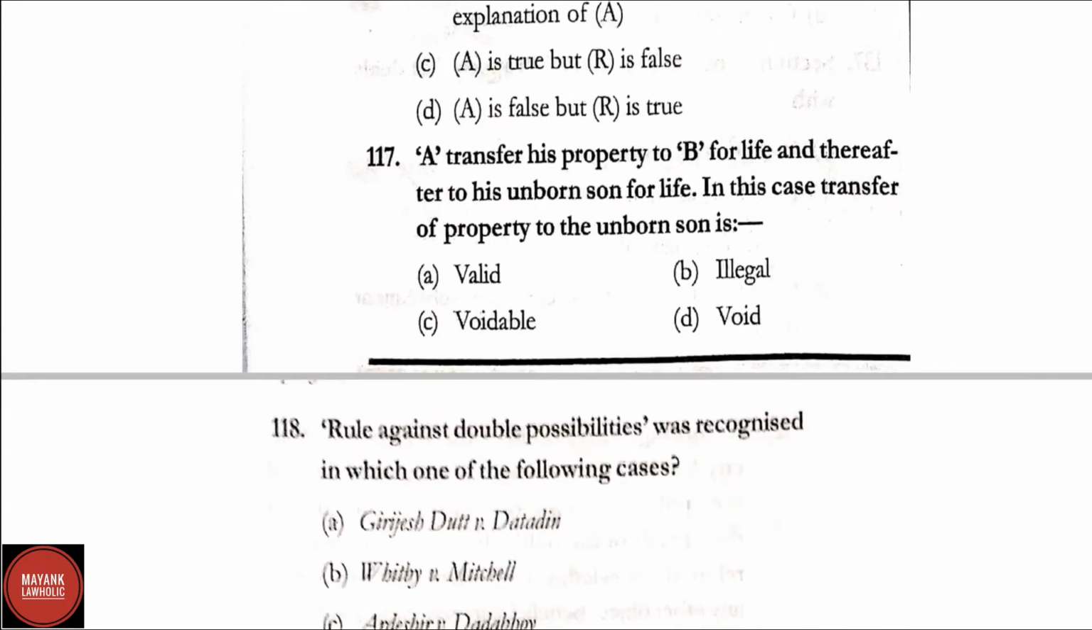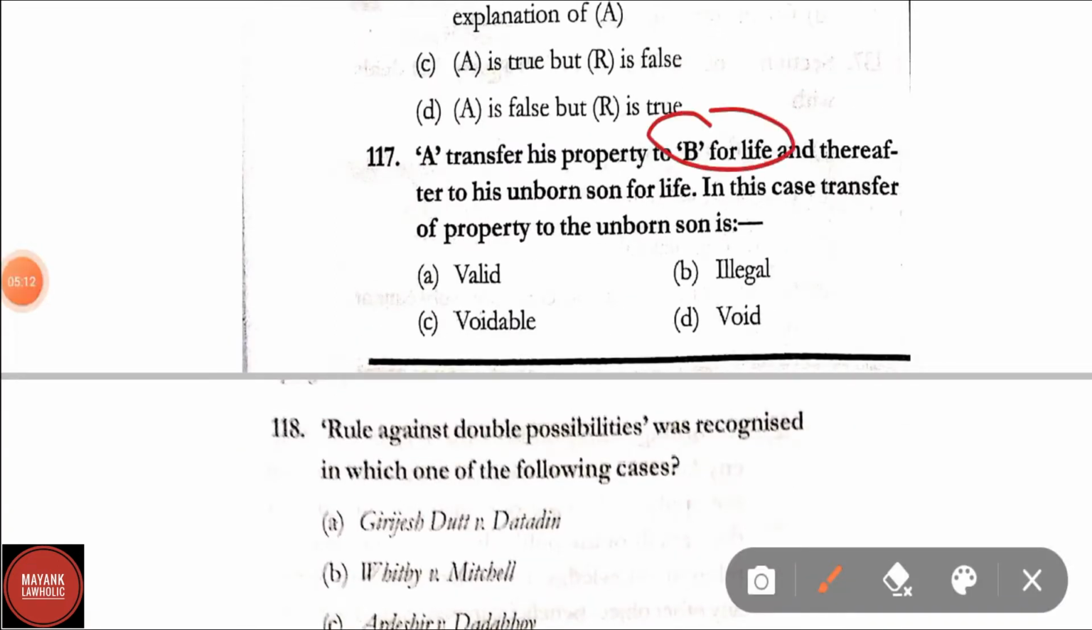Question number 117. A transfers property to B for life and thereafter to his unborn son for life. In this case of transfer, the property to the unborn son is, options are valid, illegal, voidable, void. Correct answer is option D, that is void.